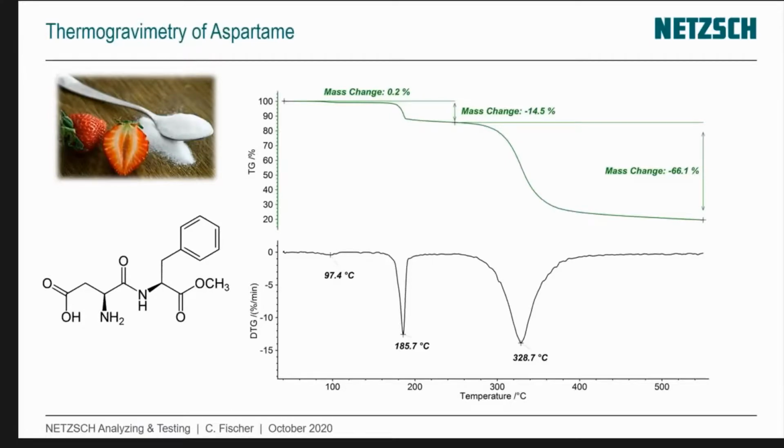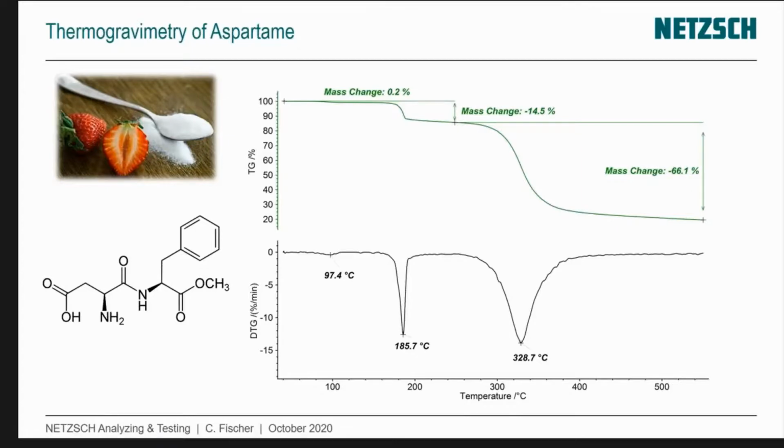On the left, you see the structure of the common sweetener and pharmaceutical excipient aspartame. The question is now, which process occurs upon heating, evaporation or decomposition? The TG curve gives 3 mass loss steps of 0.2%, 15% and 66%. For detailed analysis of evolved compounds, the gas portions of each mass loss step were injected onto the GC column.